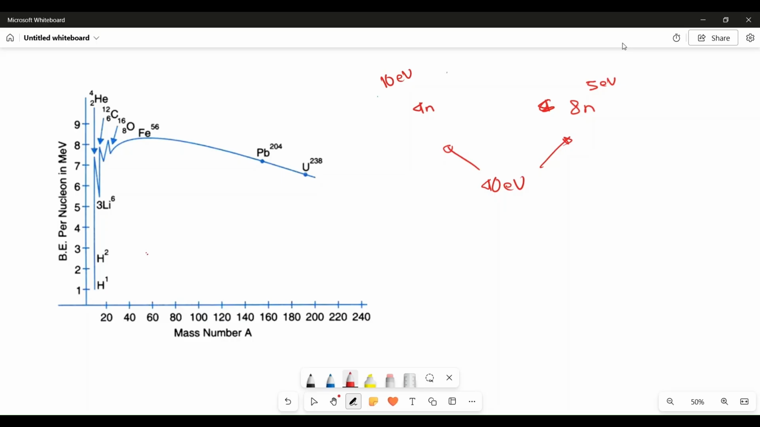So if you want to separate a nucleon from the nucleus, you need to break this binding energy. You need to break their internal bonds. So that means in this case, you have to fight against 10 electron volts, and here you have to fight against 5 electron volts. So definitely, fighting against the 5 electron volts is easier for you.